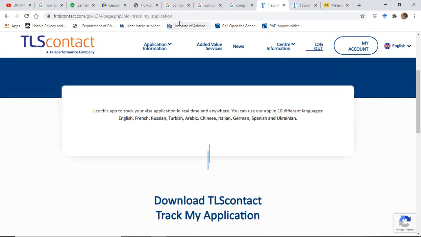a computer system. Sorry about this. I just want to open. Okay.